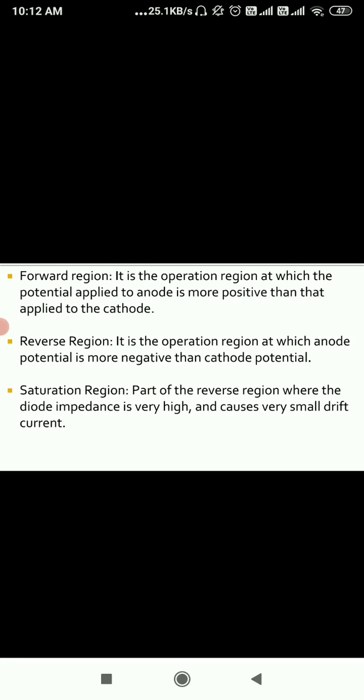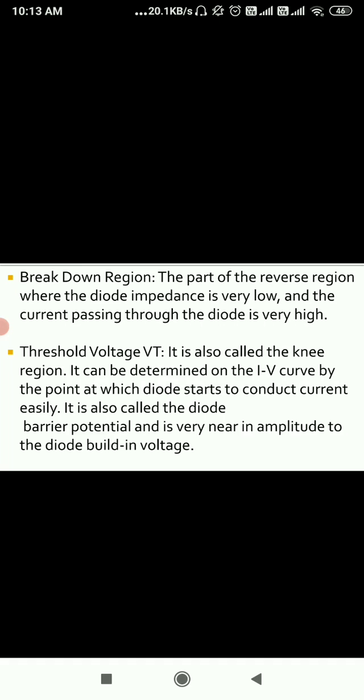In the reverse region, when we connect the negative terminal of a battery to the p-type semiconductor and the positive terminal of the battery to the n-type, we call that biasing reverse biasing, and that region the reverse region, and it will come in the third quadrant. Again, saturation is nothing but this region, which is also in the reverse region, because at that point you will get a very small amount of current, and that current we call the reverse saturation or leakage current. After that, the breakdown region.